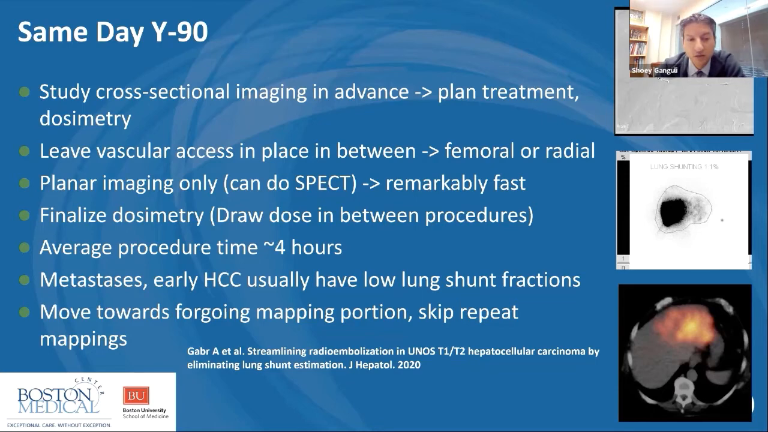And Riyad alluded to this. I think the more you do Y90, you think a lot of these mappings are not necessarily required. It's just kind of an exercise. And they've already shown retrospectively that metastasis and early HCC have low lung shunt fractions. So maybe that's the future. I don't know what it's going to take to get to not having to do the mapping portion for some patients as a prospective study, but I think that may be the future.